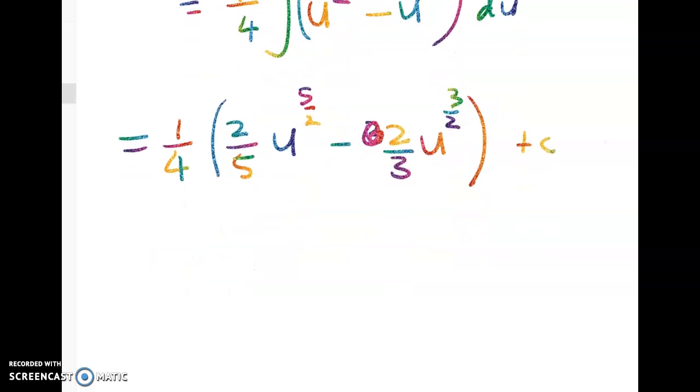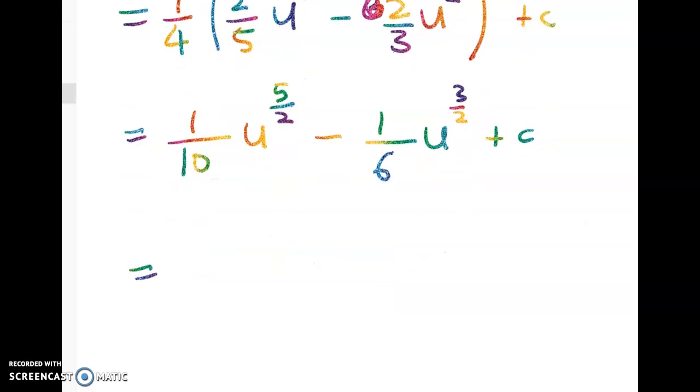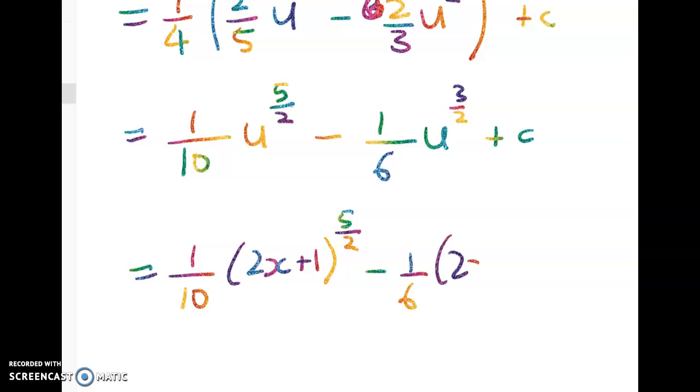And this is probably, Aidan, if you're watching, where you went, how on earth does the book get the answer that they got, and how does it look so different to what I've got? Here all I'm doing is cleaning up my fractions. And then the last step is always to get it back in terms of x. So we've got 1/10 of 2x plus 1 to the power of 5 over 2 minus 1/6 of 2x plus 1 to the power of 3 over 2 plus c.